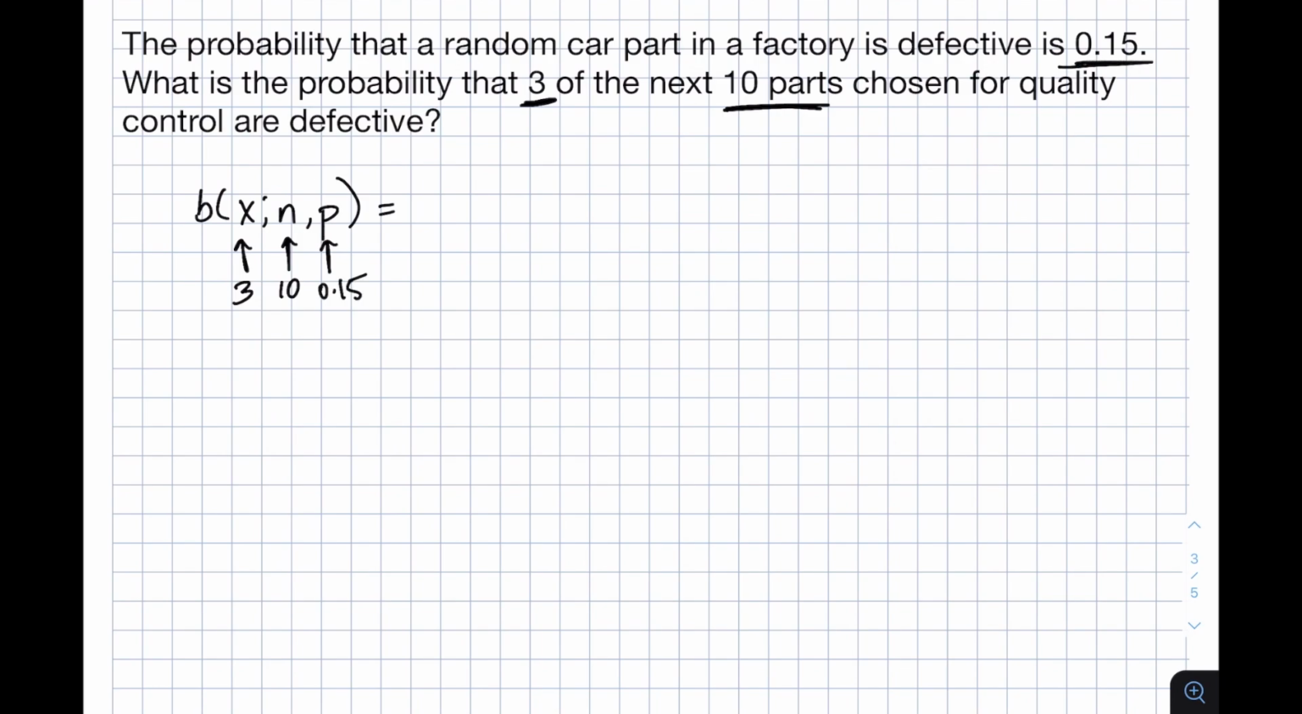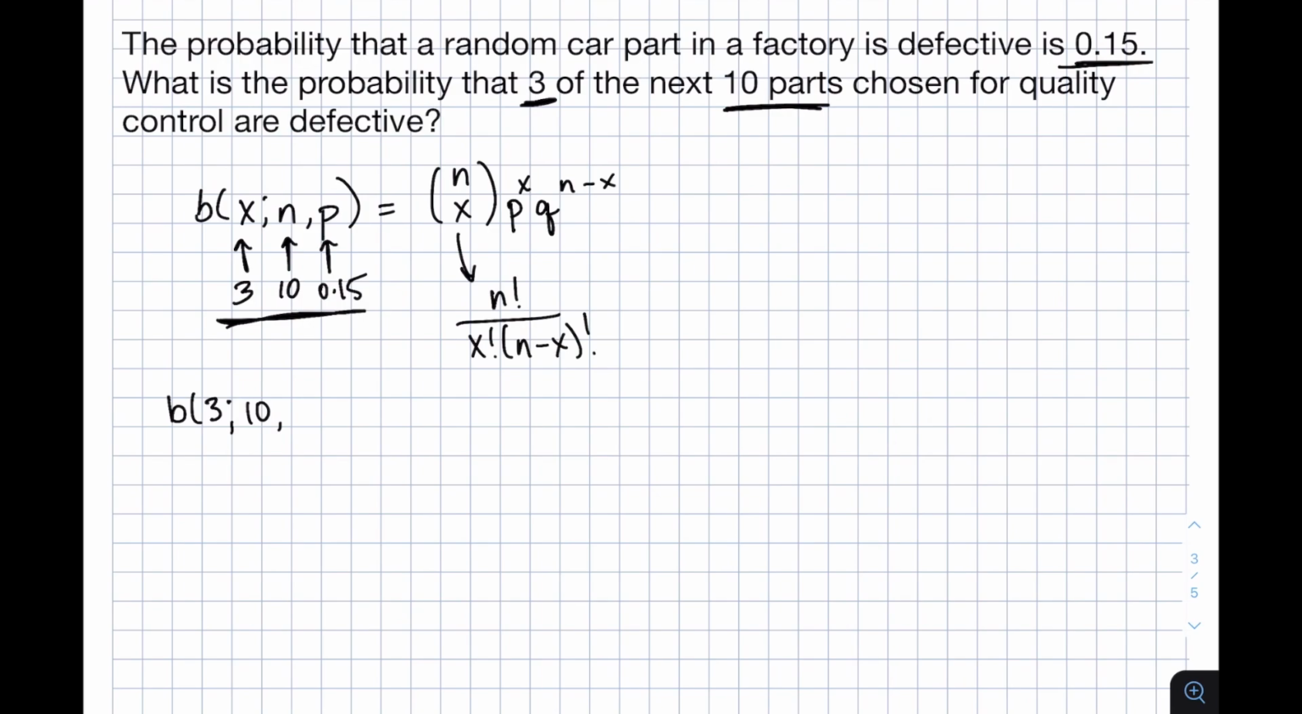We can recall that the binomial distribution formula is this, where this expression is n factorial over x factorial times n minus x factorial. Since we have all of these in the equation, we can just sub in and solve.